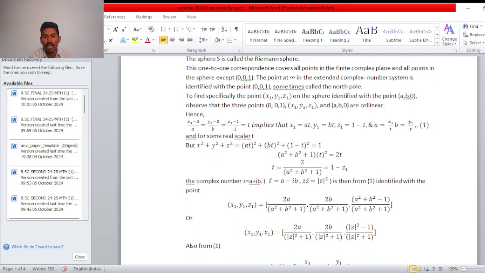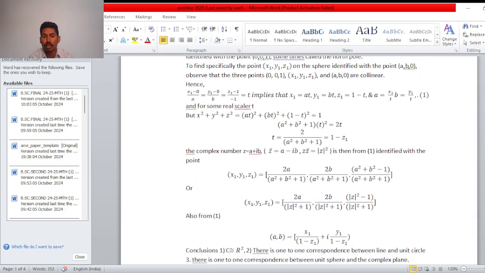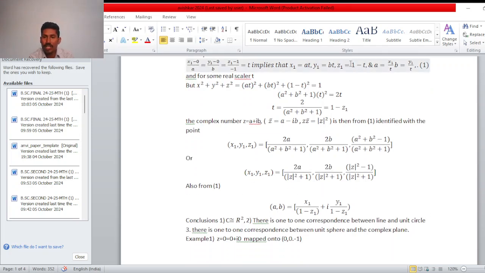In modulus form, you can write x1, y1, z1 is equal to 2a upon mod z square plus 1, comma 2b upon mod z square plus 1, comma mod z square minus 1 upon mod z square plus 1, since we know the identity mod z into z bar is equal to mod z square. Also from equation 1, a is equal to x1 by t and b is equal to y1 by t, we get a comma b is equal to x1 upon 1 minus z1 plus i times y1 upon 1 minus z1. So in this way we can transform a complex plane onto the unit sphere.